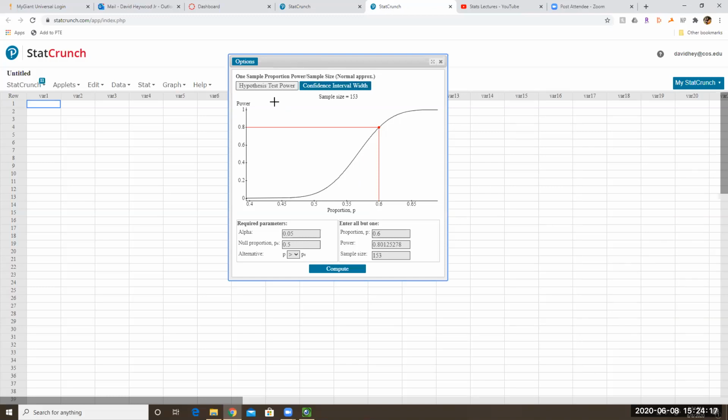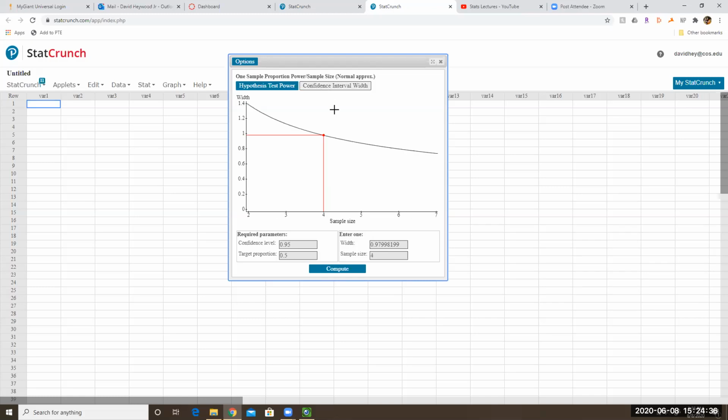Its default setting is to open up to the hypothesis test power, which is something that we may or may not talk about in chapter 10. We probably won't talk about it in chapter 10. It's an interesting concept, but there's only so much we can fit in the course, right? Anyway, what we want to look at is the confidence interval width. So click on that tab, and then it should look like this. Now you're going to fill in all of this with the appropriate information.